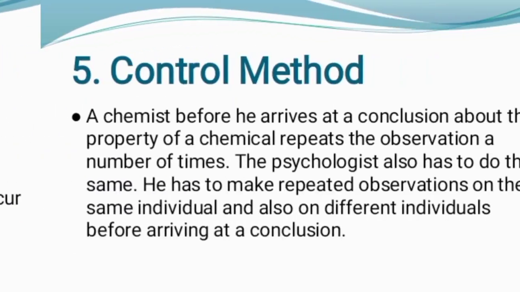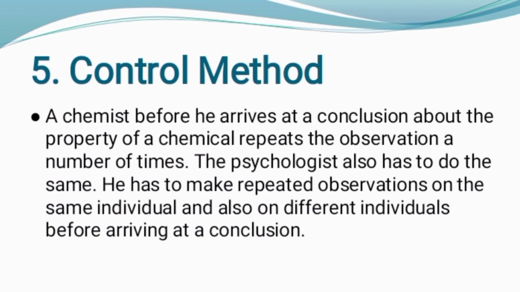So now let us see about control method. A chemist, before he arrives at a conclusion about the property of a chemical, repeats the observation a number of times. So the psychologist also has to do the same. He has to make repeated observation on the same individual and also on different individuals before arriving at a conclusion.